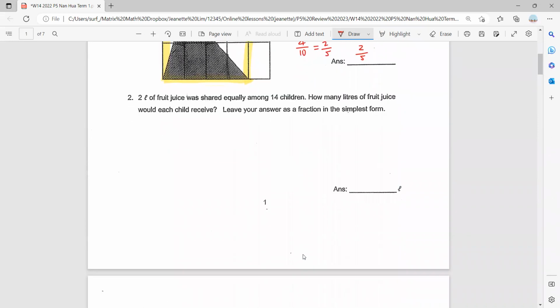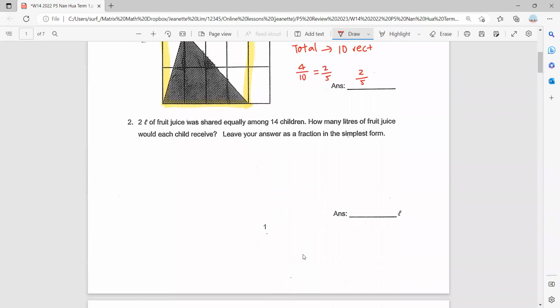Question 2. 2 liters of fruit juice was shared equally among 14 children. How many liters of fruit juice will each child receive? Leave your answer as a fraction in the simplest form. First, you want to find each child. Before I find each child, I will write down what is 14 children. Then I'll find one child.